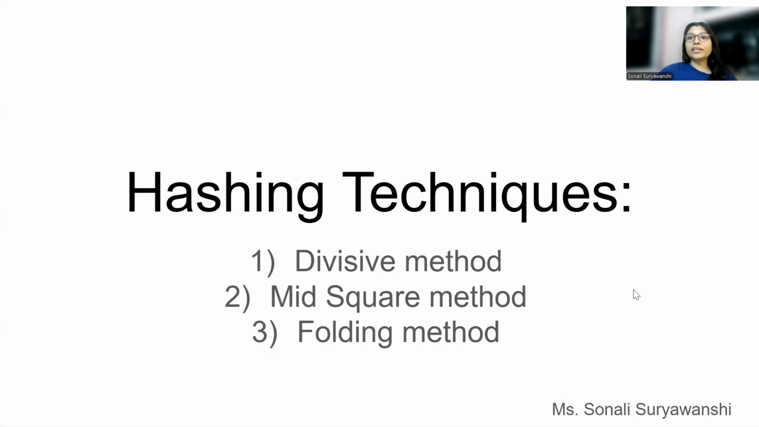Hello students, now let us understand hashing techniques. Now there are three different types of hashing techniques: divisive method, mid-square method, and folding method. We will focus on what we mean by divisive method and how to do coding for divisive method.